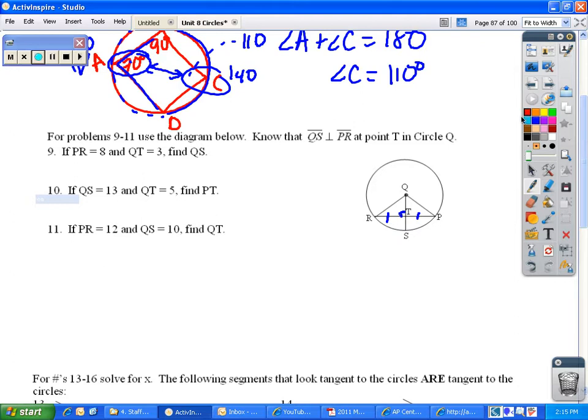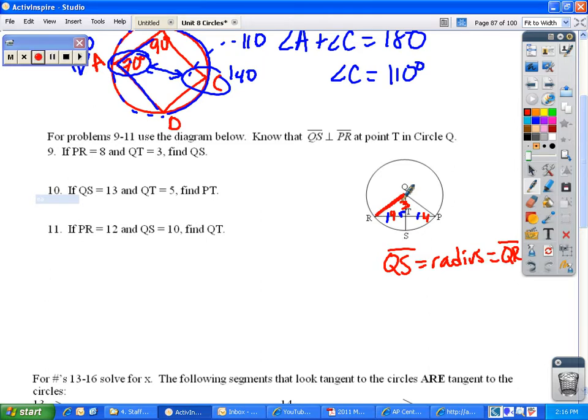So for the first problem, I'll use red. PR we know is 8, and since that's PR, and I know it's cut into 2 parts, I'm going to label them each as 4. QT would be 3, so this part is 3, and they want to know QS. Well, QS looks a little bit strange, but QS is just a radius. And we have lots of radii here too. We also have QR, which is a radius. And so QS and QR are going to have the same measure.